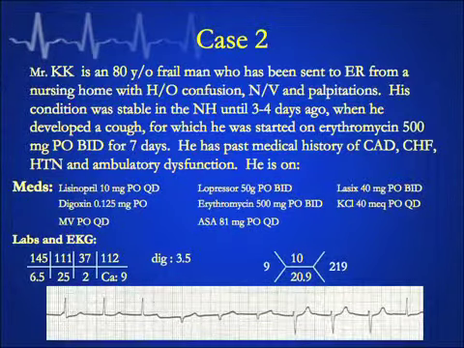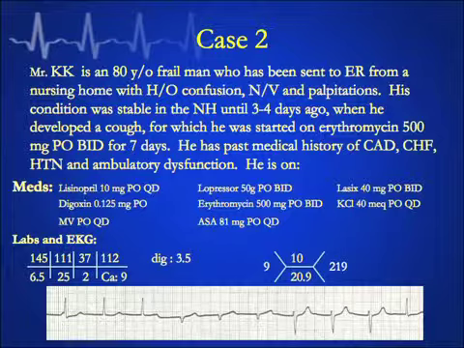Case 3. Mr. KK is an 80-year-old frail male who was brought to the emergency room of the hospital. Again, this is the same question which was asked in the early part of this lecture. He was stable, and recently he had some cough for which he was given erythromycin. Because of that, the patient developed confusion and palpitation. This is the medication this patient is taking, this is the lab work, and this is the EKG.